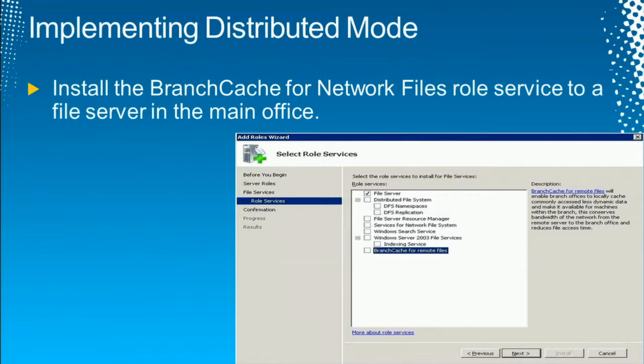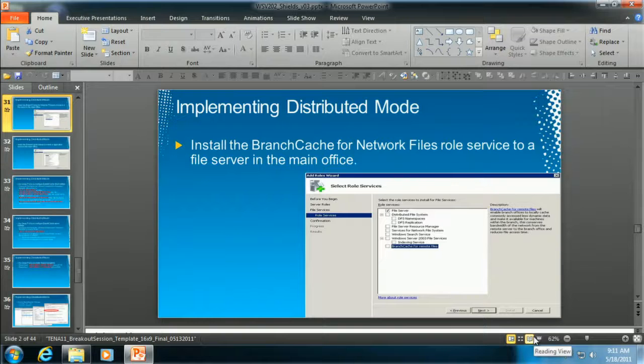I need to install the branch cache for network files role service to a file server in the main office. And to do that, I'm going to go to this computer here. And this is my demo machine, I think, maybe.